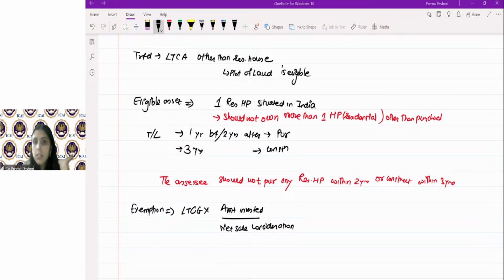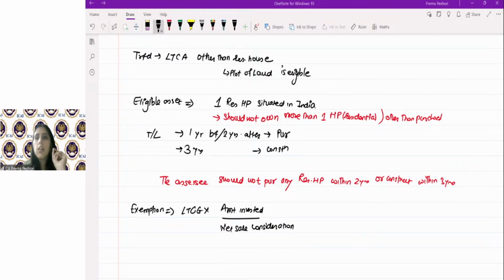Clear? Any doubt? What is the lock-in period here? Lock-in period is also again 3 years from the date of acquisition. Any doubt? Any questions? Any doubt till now? Any questions?